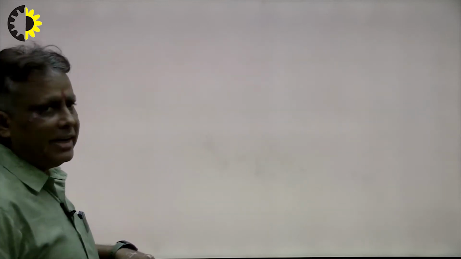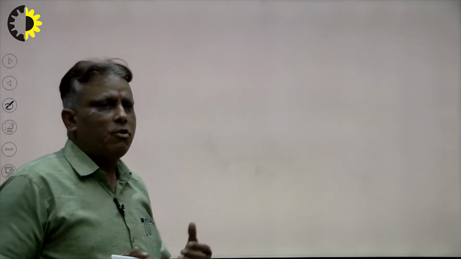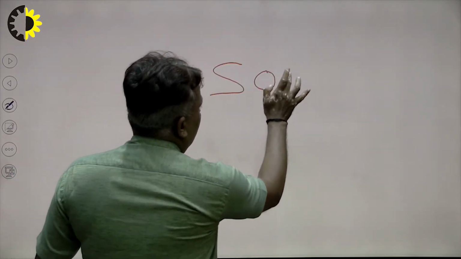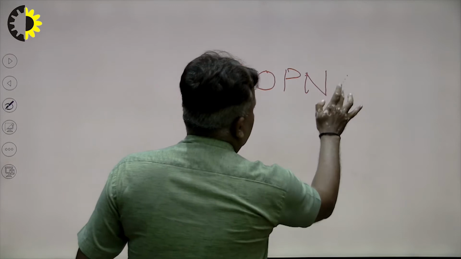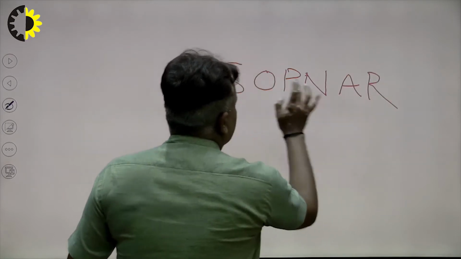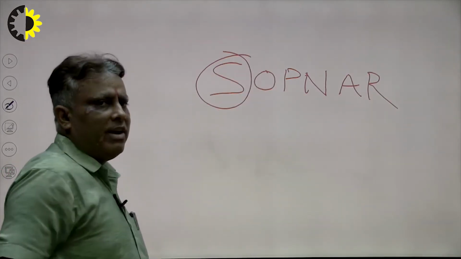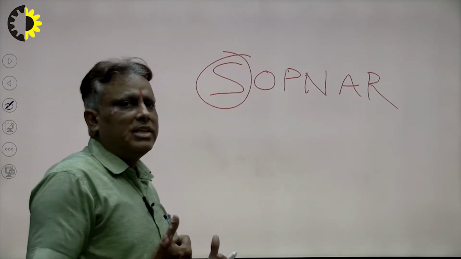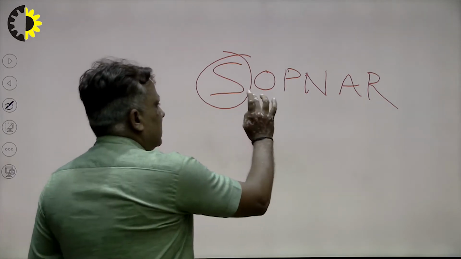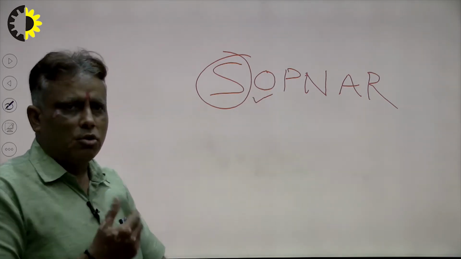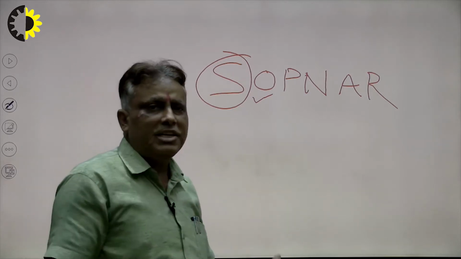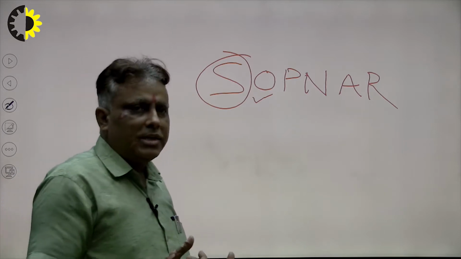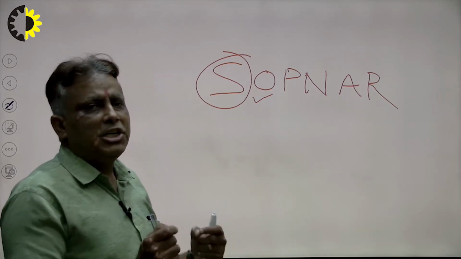First of all I explain how to trace the curve in Cartesian form. In the previous lecture I explained the full form of SOPNAR, which is the most important part. First is symmetry: when we see a curve problem, first of all I decide whether the curve is symmetrical. Second is O, origin: is the curve passing through the origin or not? If the curve is passing through the origin, then we calculate the tangent at this point by equating to 0 the lowest degree terms of the curve.